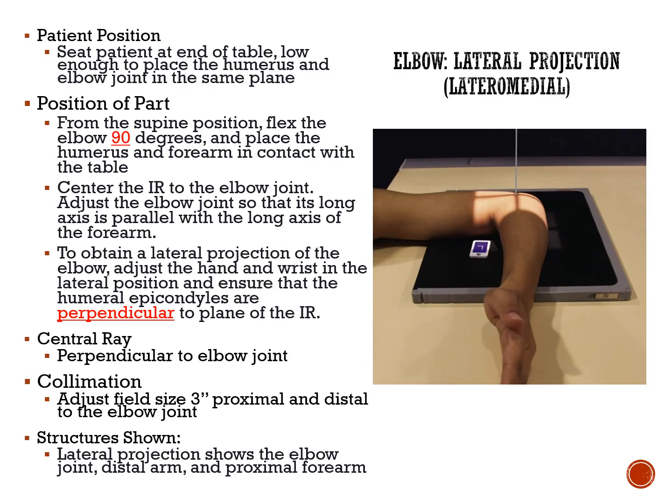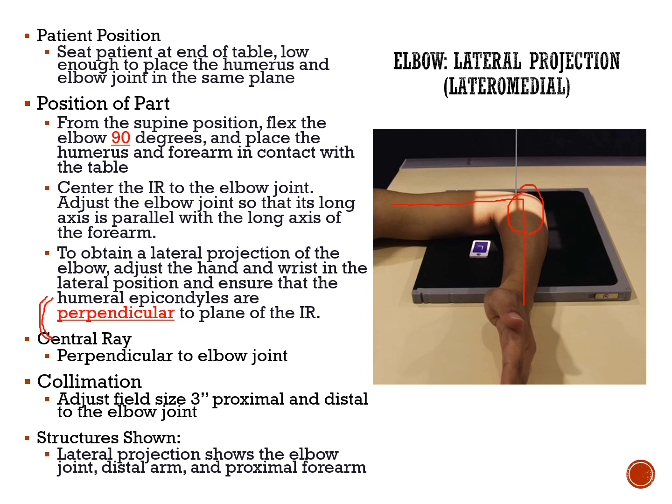On the lateral projection of the elbow, this is just like the wrist and the forearm in that we're going to make sure that our humerus and our forearm are in the same plane and that we have a 90-degree angle formed. We're going to make sure that we center to the elbow joint, and that the humeral epicondyles are perpendicular to the plane of the image receptor. We're going to be perpendicular to the elbow joint.